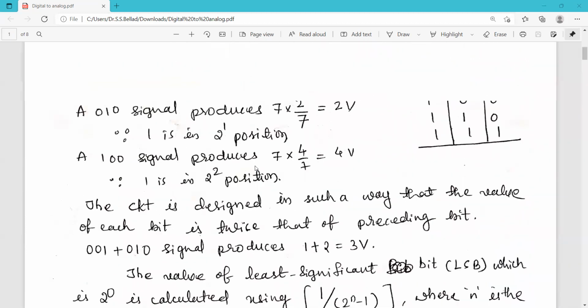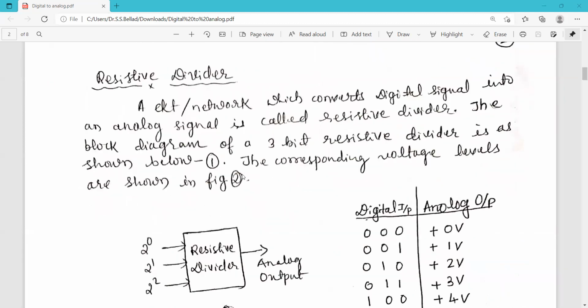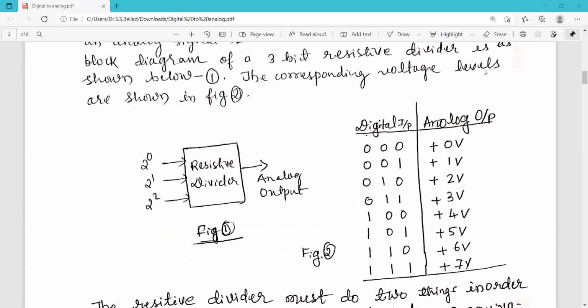So this is about the basics of binary equivalent weight. And now we will see the first digital to analog converter circuit, called the resistive divider circuit. A circuit or network which converts a digital signal into an analog signal is called a resistive divider network. This resistive divider network is one of the types. The block diagram of a 3-bit resistive divider is as shown below in this figure. The corresponding voltage levels are shown in this figure.